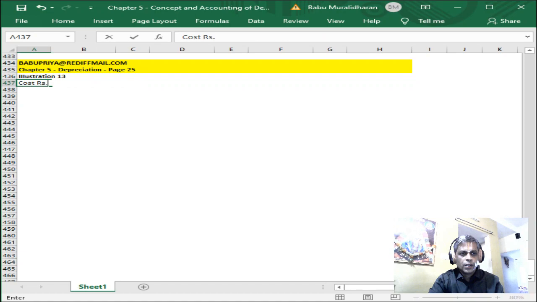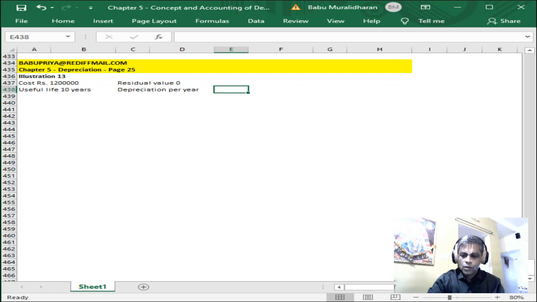Cost rupees 12 lakhs. Residual value 0. And useful life 10 years. So, depreciation per year is equal to 1,20,000. That's 12 lakhs divided by 10 years. Straight line method. So 1,20,000 is depreciation per year. So now it's given here.